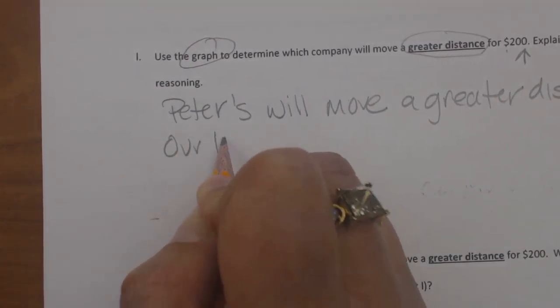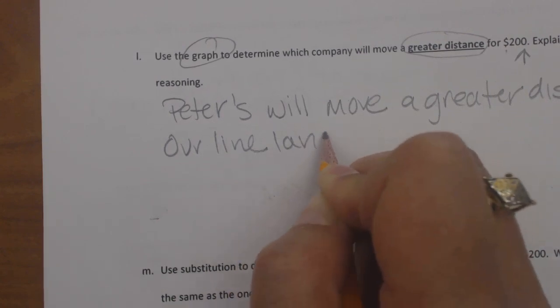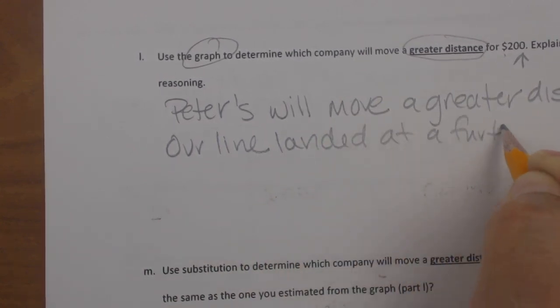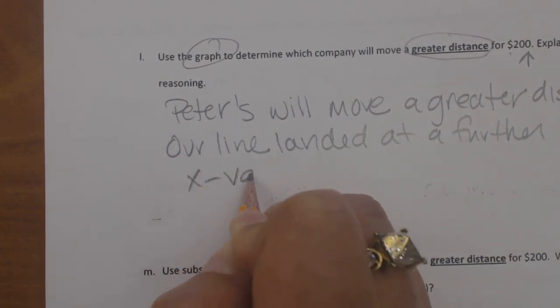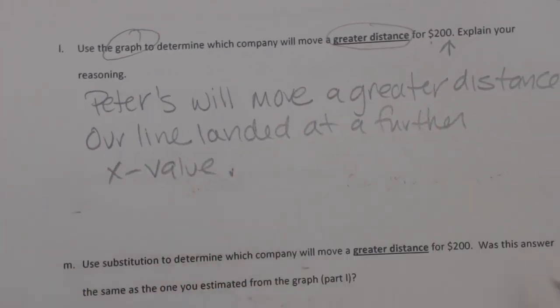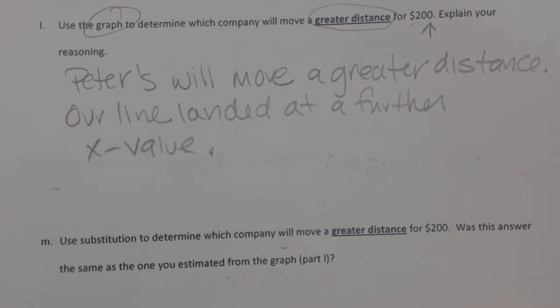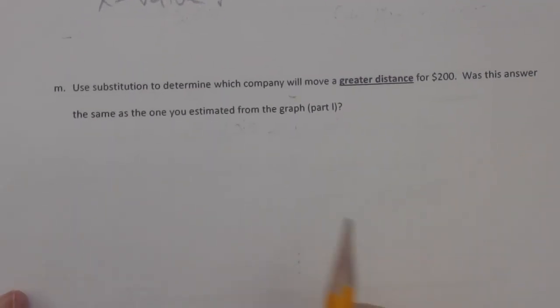Our line landed at a further x value. Peter's will move a greater distance. Our line landed at a further x value. So let's see if we can actually prove that using substitution, which is next.